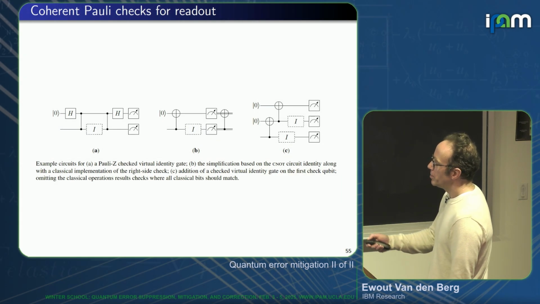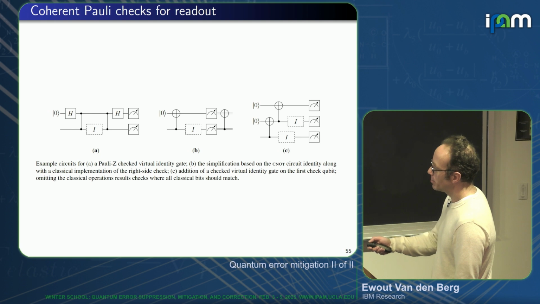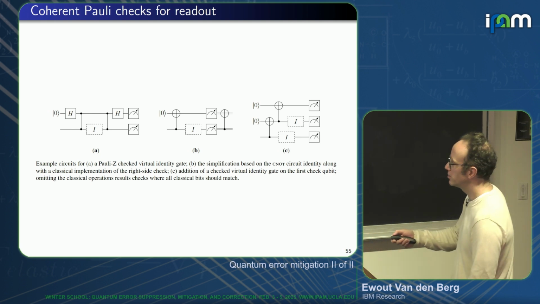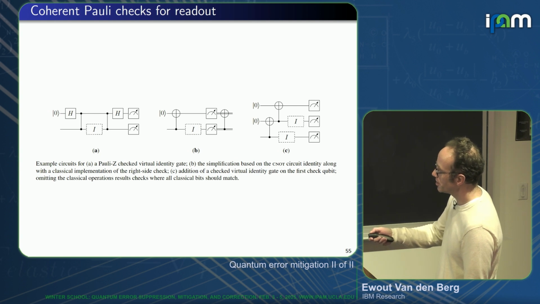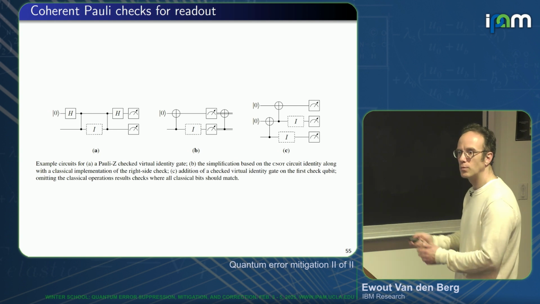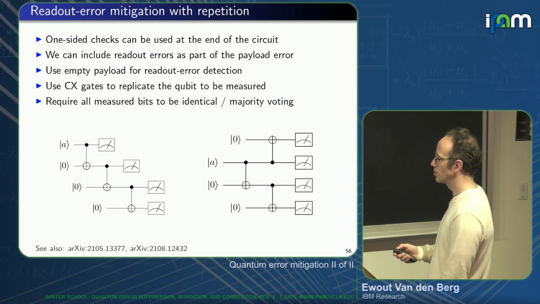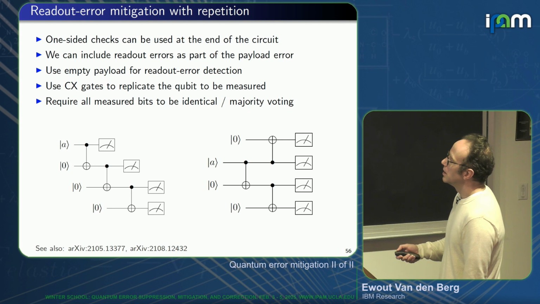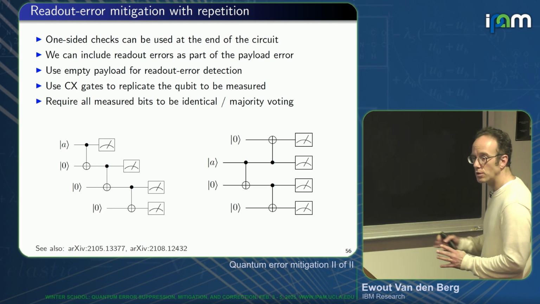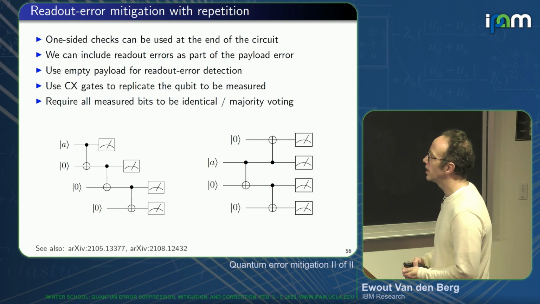If you repeat this several times, what actually happens is that you start to implement a repetition code on the readout. So if you're going to measure 0 here, you also want to measure 0 here and here, and then you can look at the outcomes and sort of improve the readout. So you can use this one-sided check at the end of the circuit to include the readout error as part of the payload error.